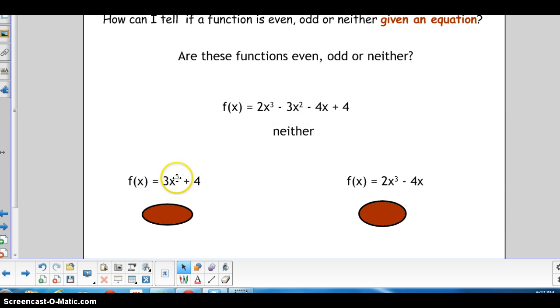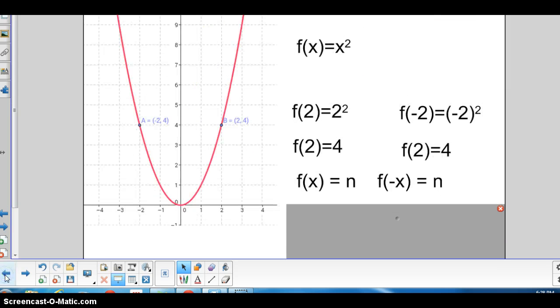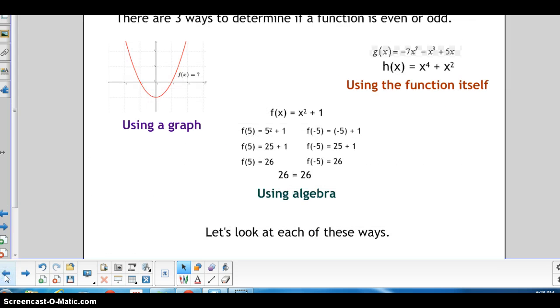Here we've got a power of 2, and remember, this is a power of 0, so that one's going to be even, since both of those exponents were even. And here we have an exponent of 3 and 1, so that's going to be odd. So we can look at both functions, graphs, and equations to tell whether functions are even, odd, or neither.